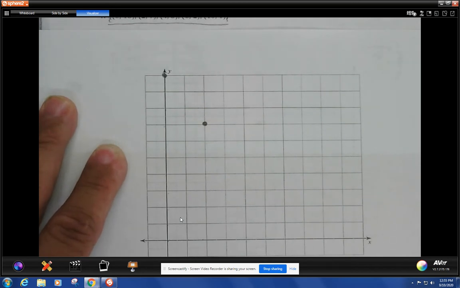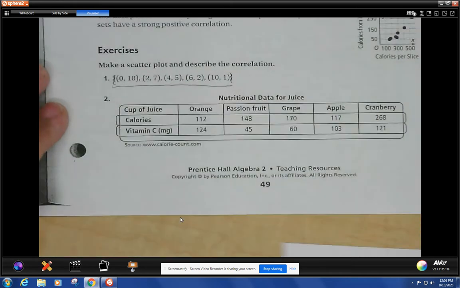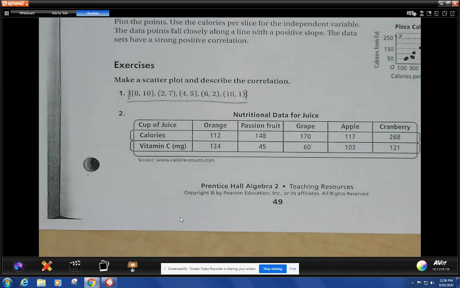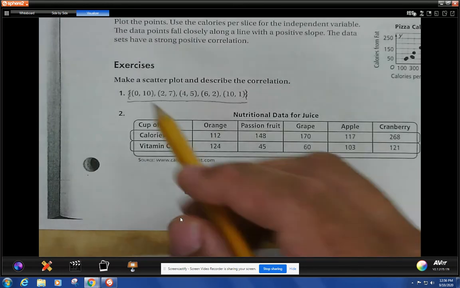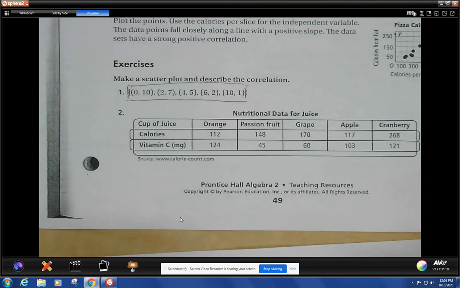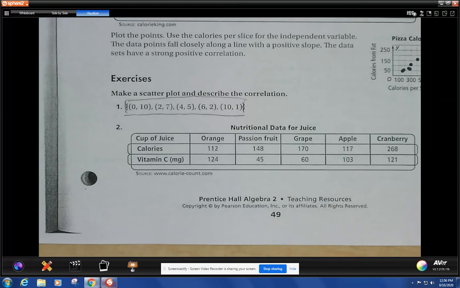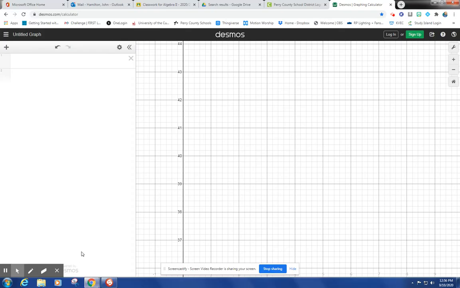There has got to be a better way to do this and to be able to see if there is, in fact, a correlation or not. So here's what I'm going to do. I'm going to take this same set of data, this number 1, and show you something on Desmos that's really going to help you when you get into the assignment that you're going to have today. So I'm going to switch over to the Desmos screen real quick.